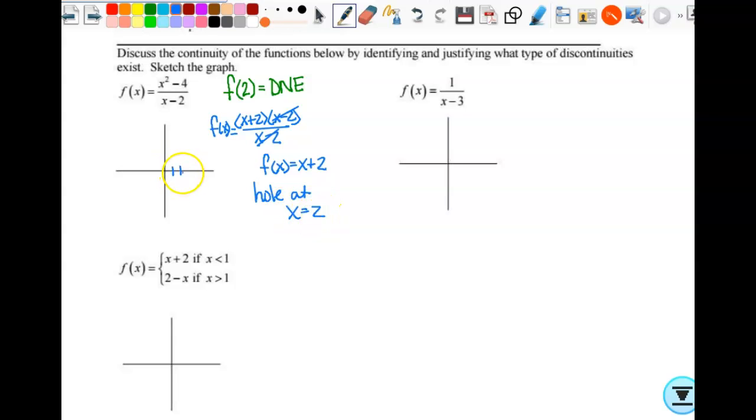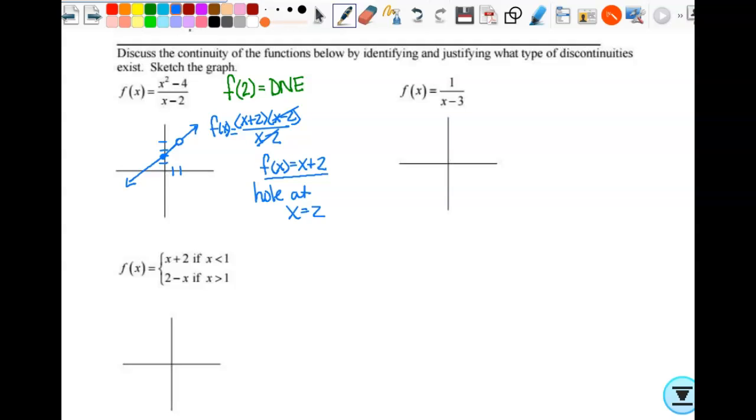If I go to 2 and plug it in, I get 4. See, your answer was right, I hadn't asked the question yet. You're just a genius that way. I can put my hole there. And then, what's my y-intercept? 2. Yeah, y-intercept. Come on, we're going way basic here. It's a 2, so that's enough. It's just a line with a hole in it.